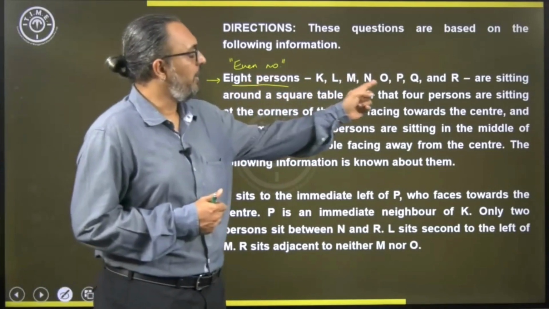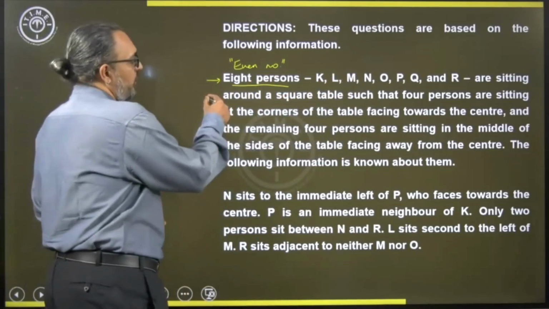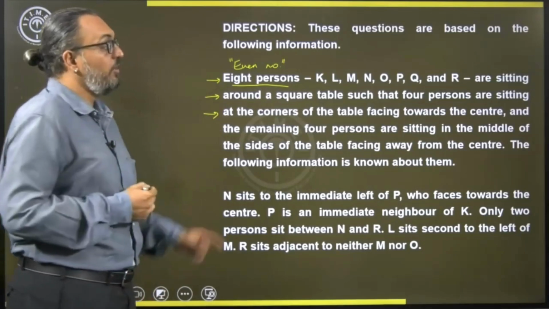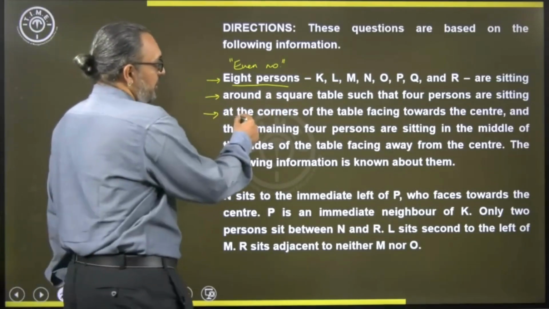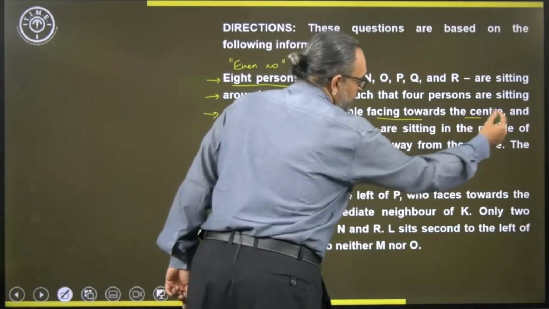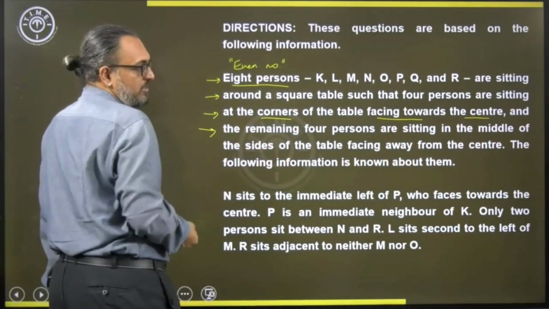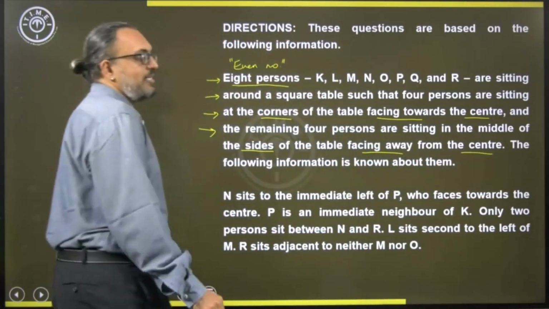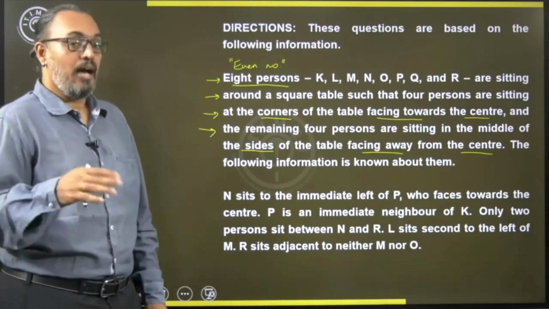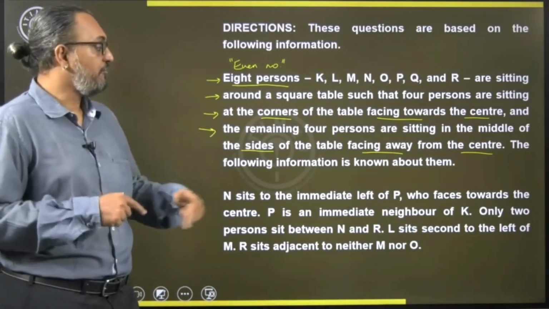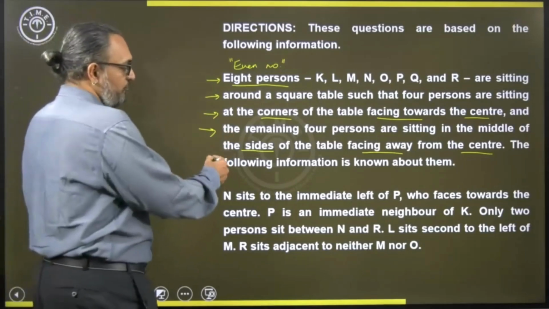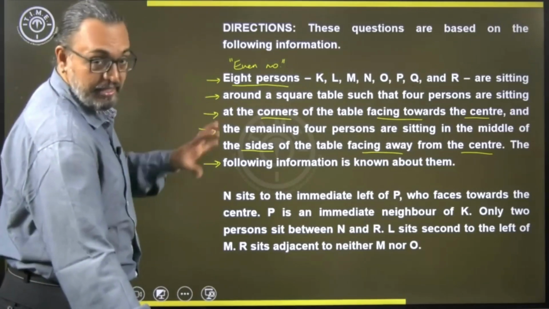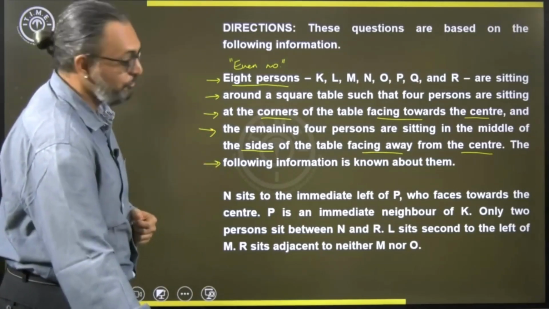So we have K, L, M, N, O, P, Q and R sitting around a square table such that 4 persons are sitting at the corners of the table facing towards the center. Okay. So corners facing towards the center, and the remaining 4 persons are sitting at the middle of the sides facing away from the center. So corners are facing the center, middle of the sides are facing away from the center. And then he says the following information is known. Okay, so let's first get the arrangement and then we'll look into the information.